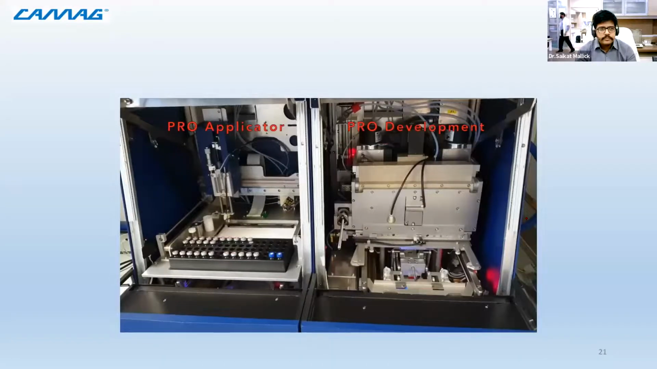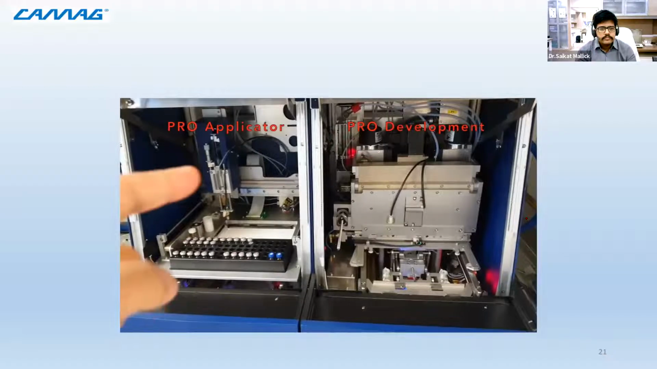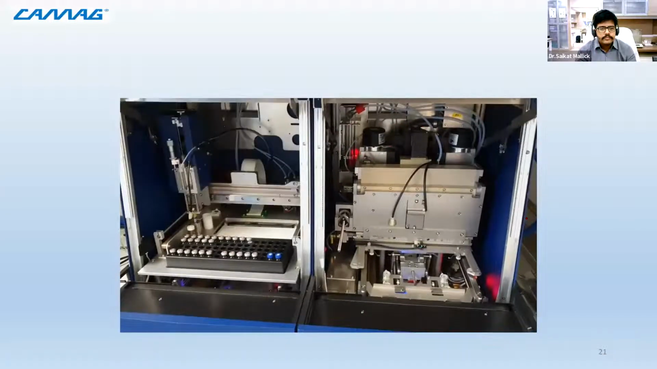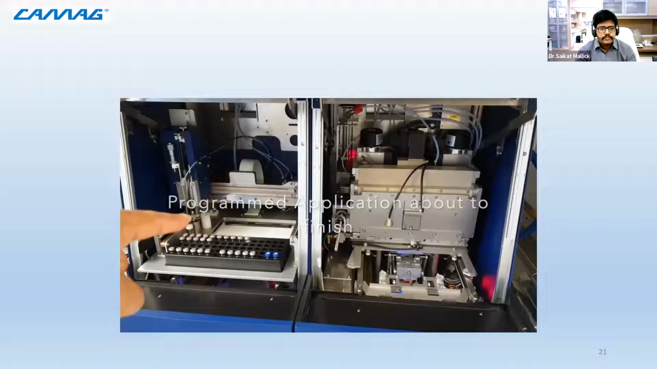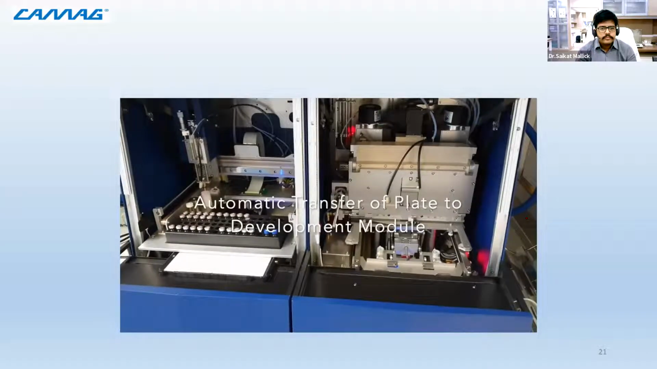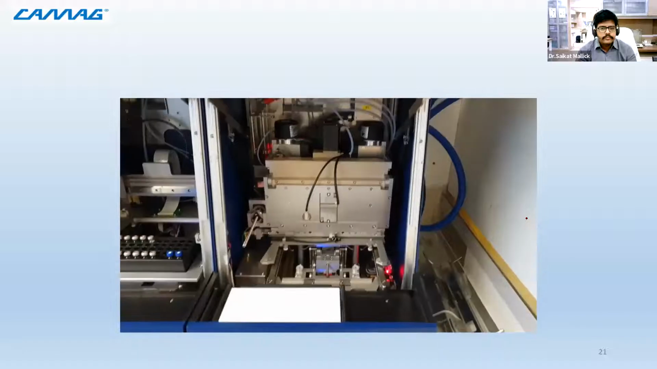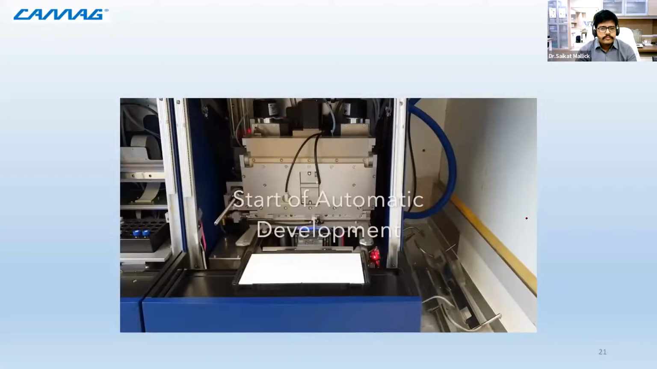So the last track on the plate has been applied, track number 15. Now the needle has gone for rinsing. The plate is now finished. You can see the plate is coming out. It is moved to the transport automatically, and now it will be fed into the developing chamber.